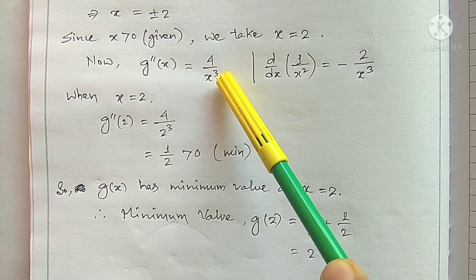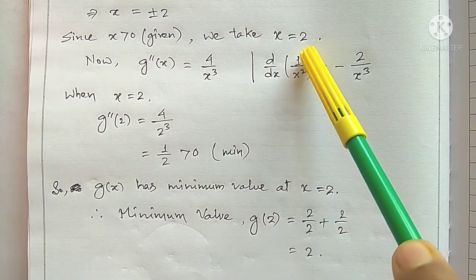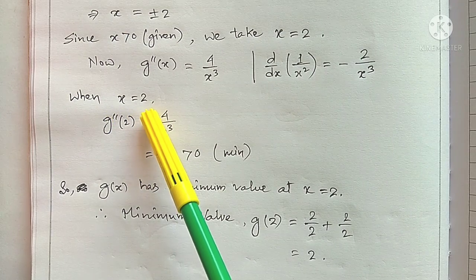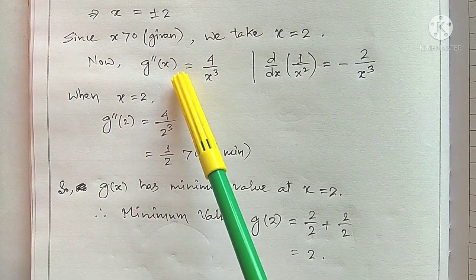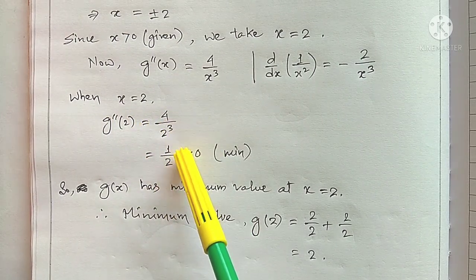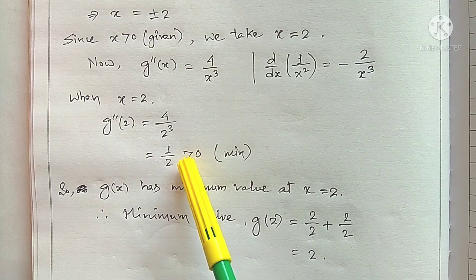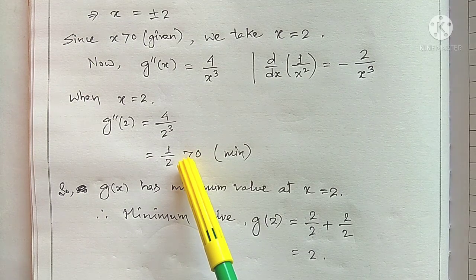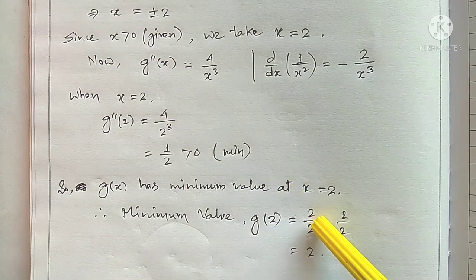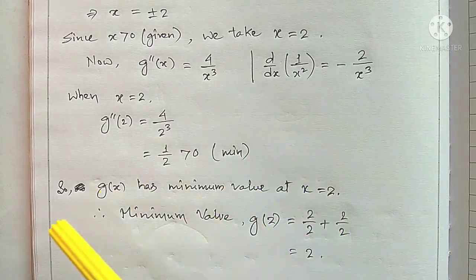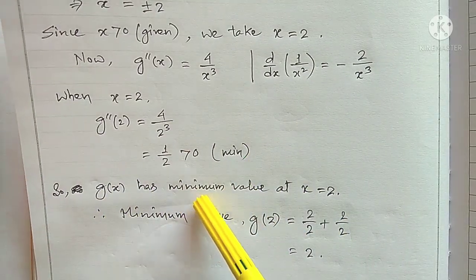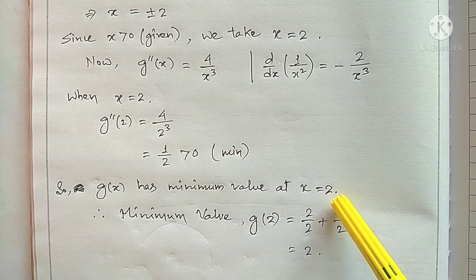All of you understood this one? And now we have to put in this point. So when x equals 2, if we put it in the second derivative, we get 4 by 2 cube, that means 1 by 2. 1 by 2 is a positive value. Positive value means what? Greater than 0. If greater than 0, that means we get a minimum value. So that's why g of x has a minimum value at x equal to 2.